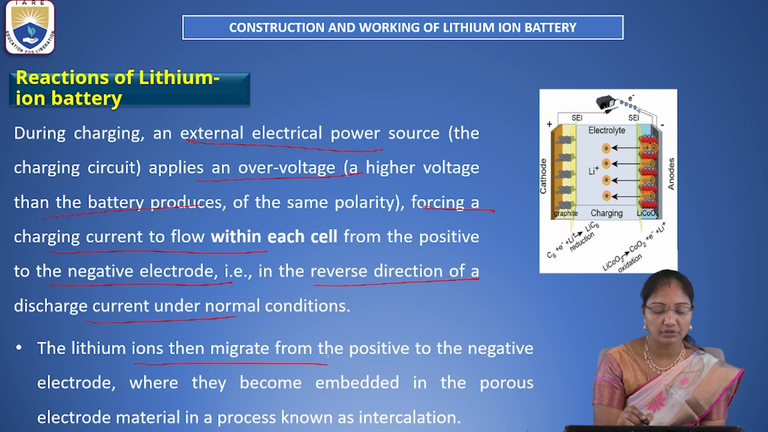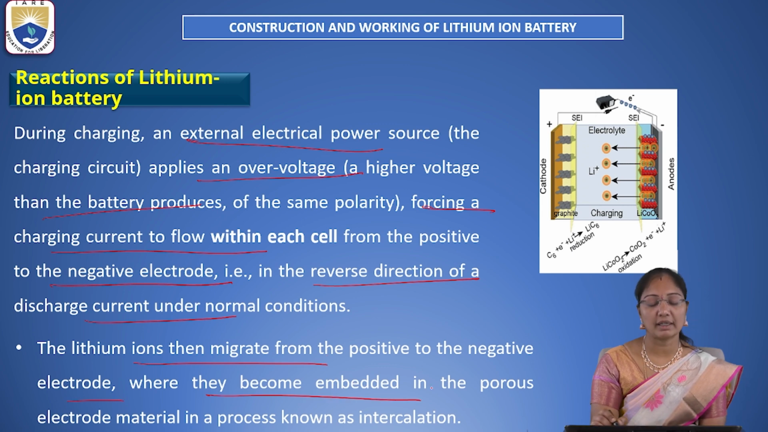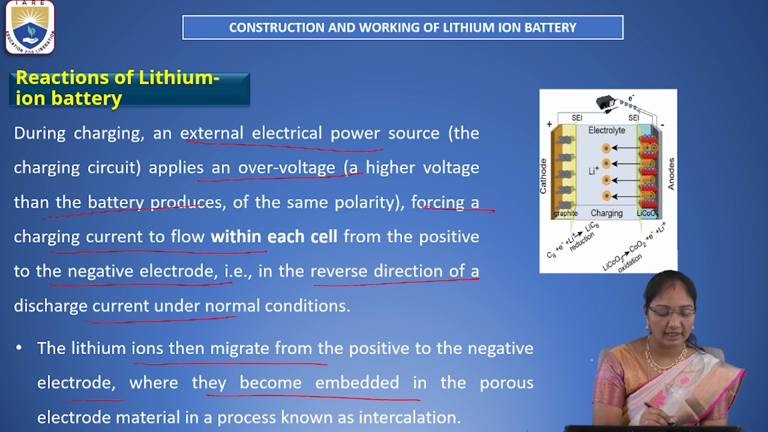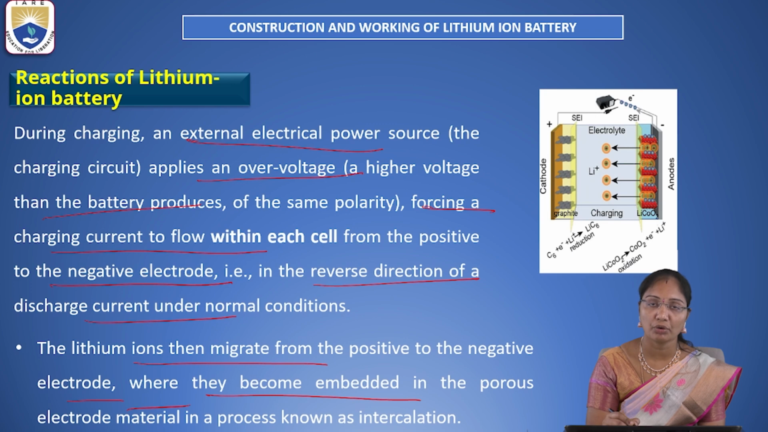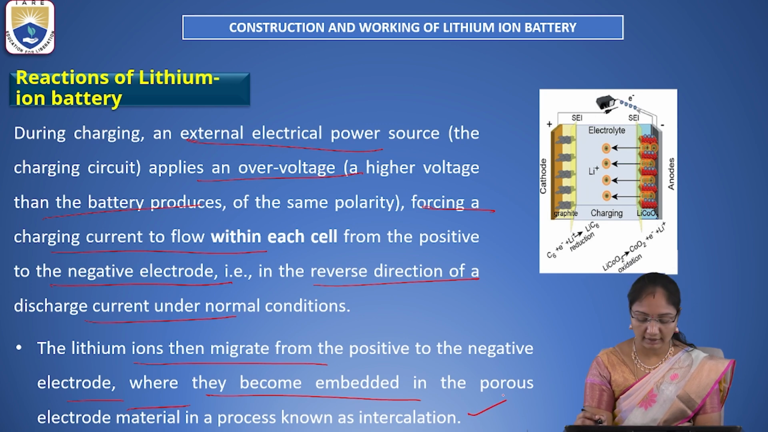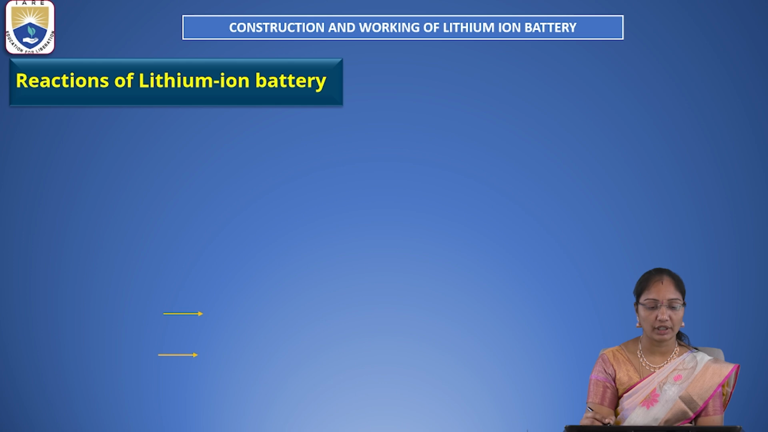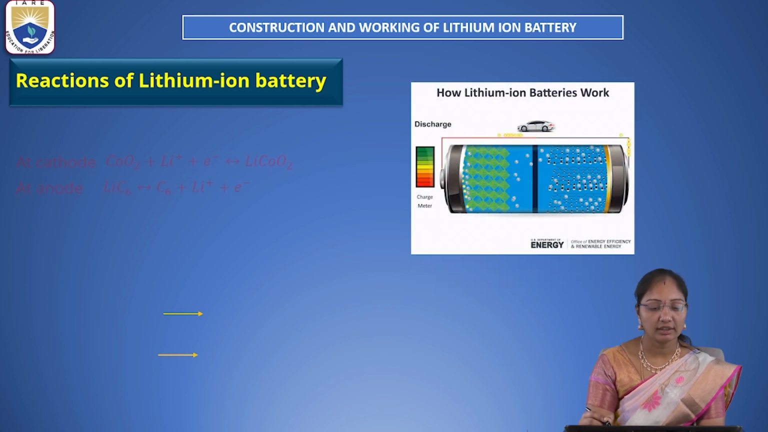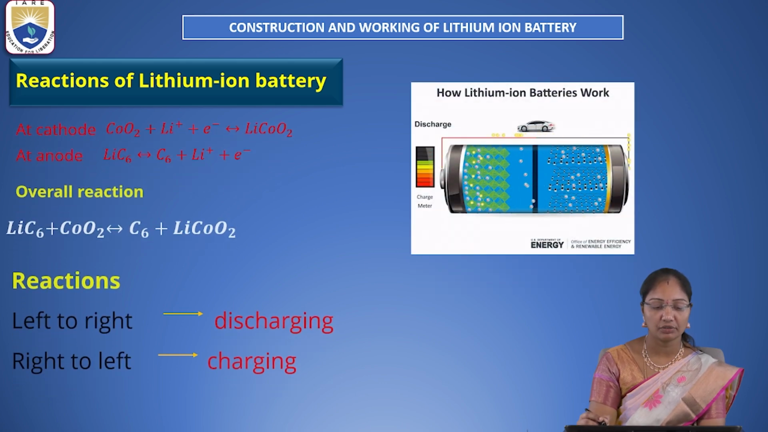So the lithium ions then migrate from the positive to the negative electrode, where they become embedded in the porous electrode material. The electrolyte is LiPF6, or lithium hexafluorophosphate. This process is known as intercalation. So this is how lithium ion batteries work in detail.